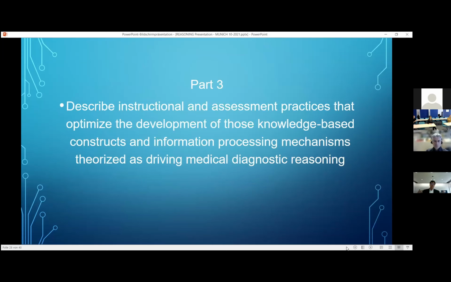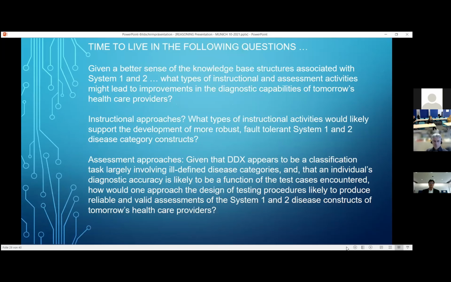So part 3. What are instructional and assessment practices that could optimize the development of these knowledge-based constructs and information processing mechanisms that are theorized as driving medical diagnostic reasoning? I decided that rather than giving you my opinion, I would ask you to live in the following questions. Given a better sense of the knowledge-based structures associated with System 1 and System 2, what types of instructional and assessment activities might lead to improvements in the diagnostic capabilities of tomorrow's healthcare providers?